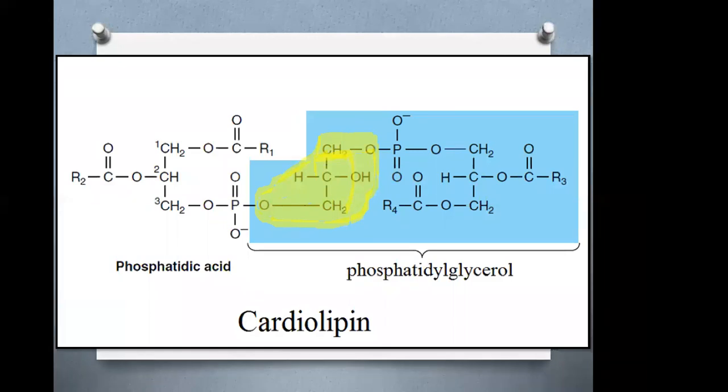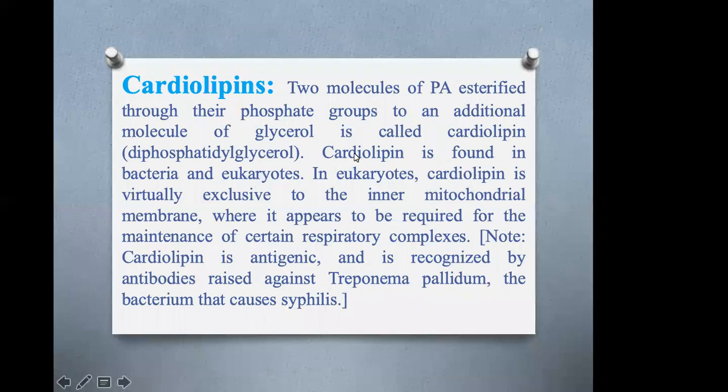Cardiolipins. Cardiolipin has phosphatidylglycerol as X. The other structure is the same, but this X is different for each substance, and in the case of cardiolipin, it is phosphatidylglycerol. In cardiolipin, two molecules of phosphatidic acid are joined through their phosphate group to an additional molecule of glycerol, and it is called diphosphatidylglycerol. Cardiolipin is found in bacteria and eukaryotes.